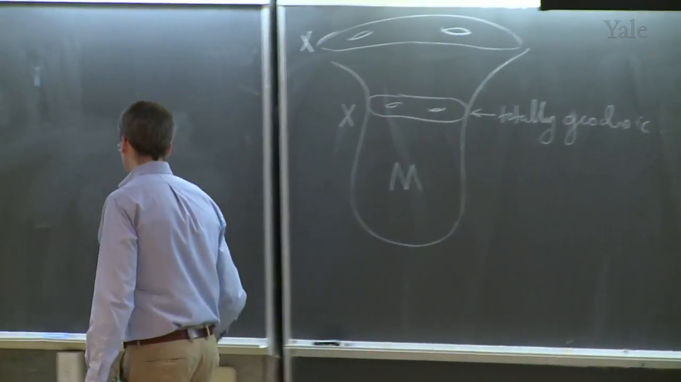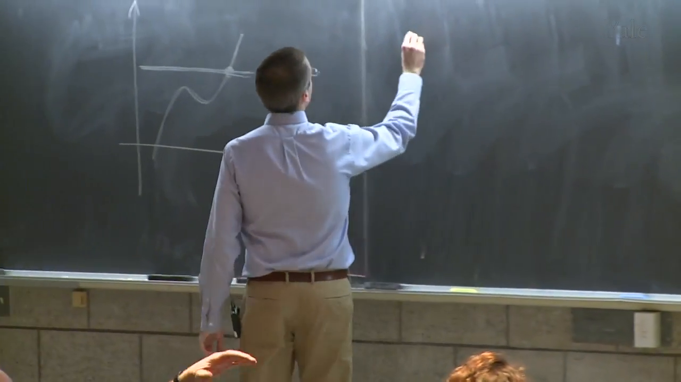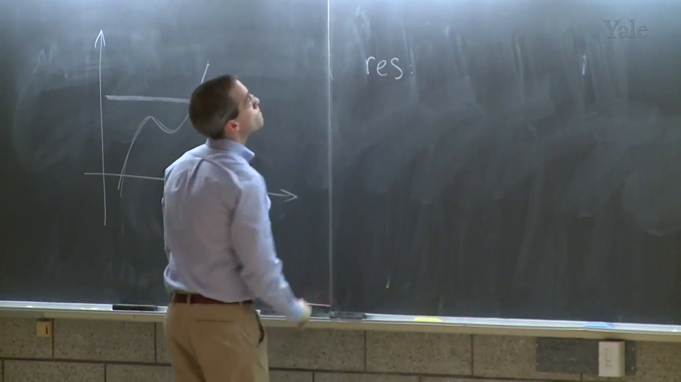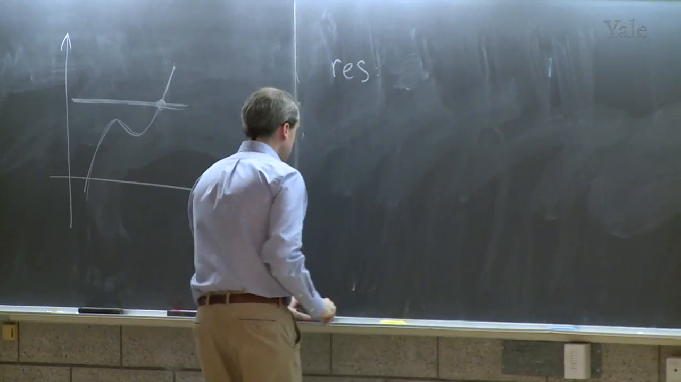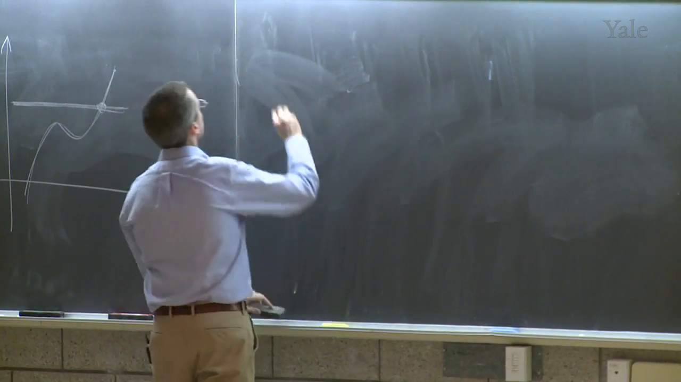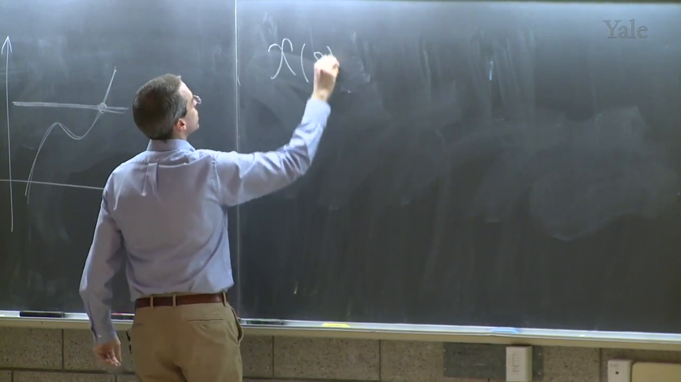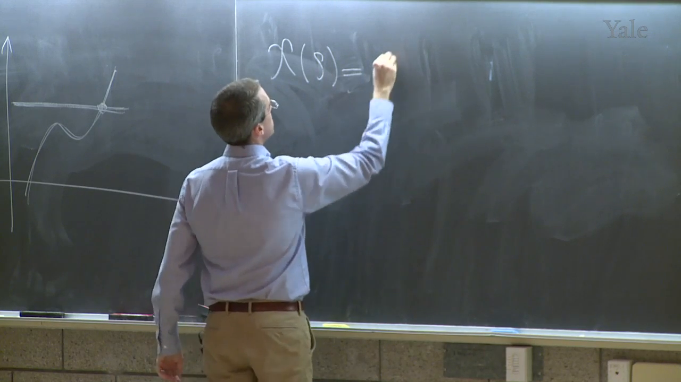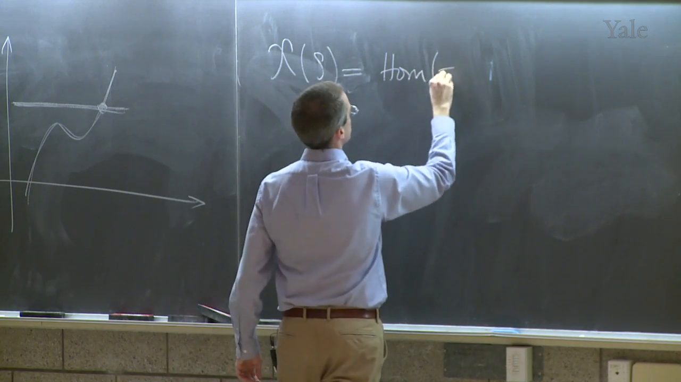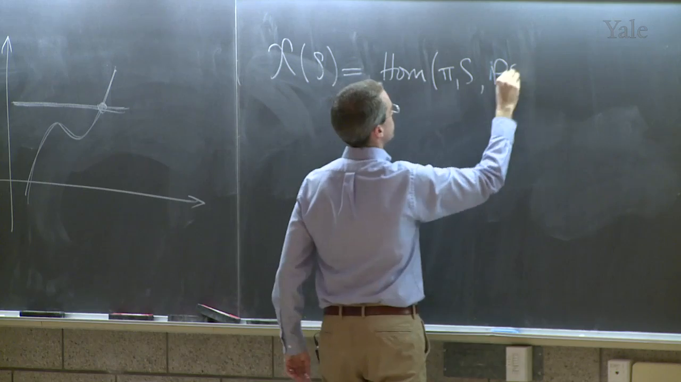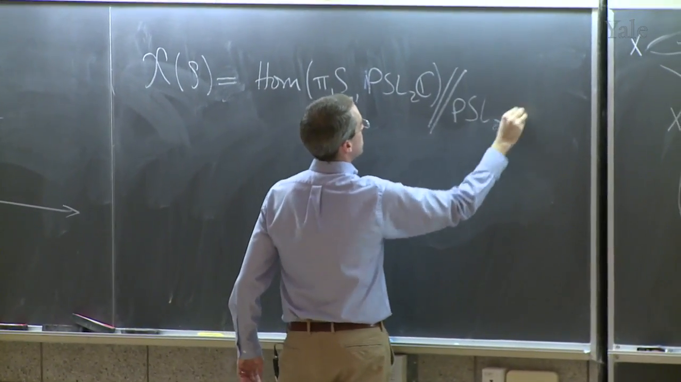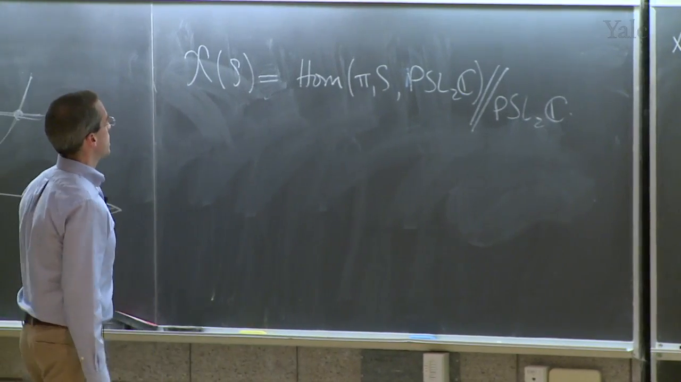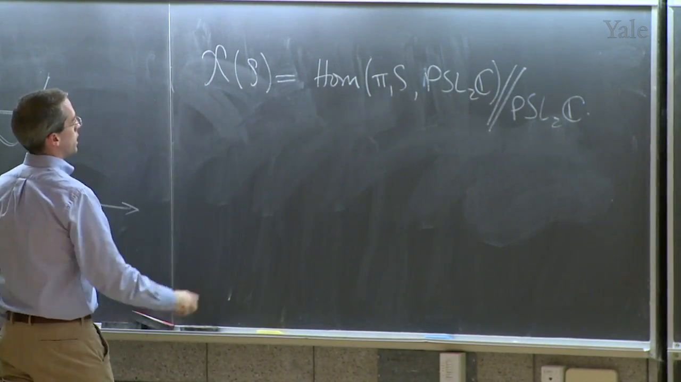So what do we have here? There's a restriction map that, well, in fact, it's defined on character varieties. So let me introduce the character variety. The character variety of S is homomorphisms from the fundamental group of S to PSL2C modulo conjugacy. So these are representations up to conjugacy, and this is where hyperbolic structures on S live.